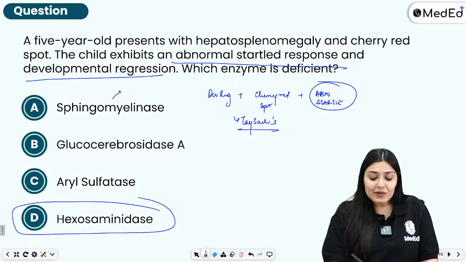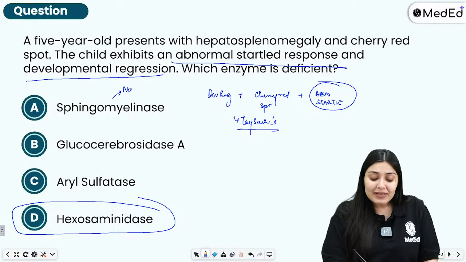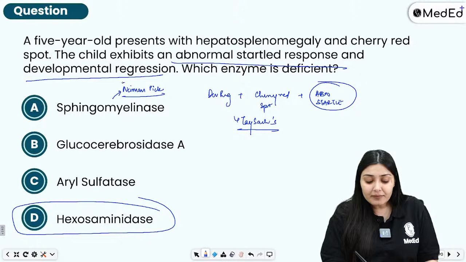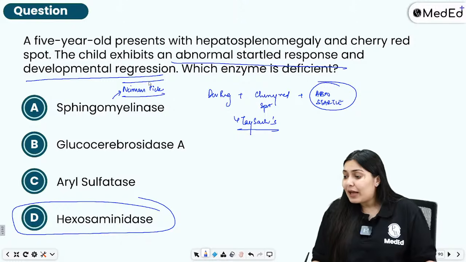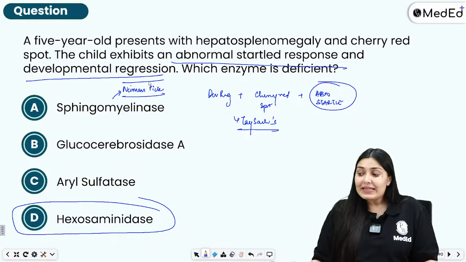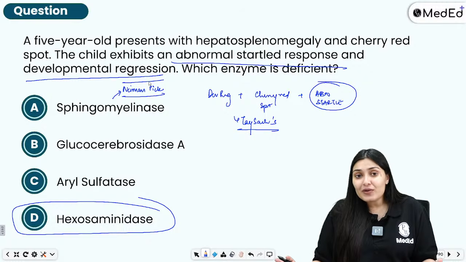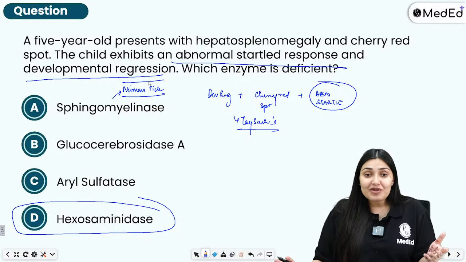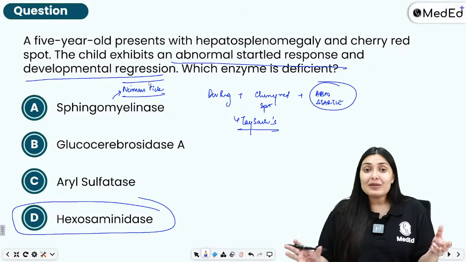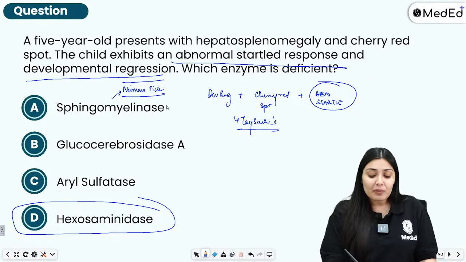Sphingomyelinase. Sphingomyelinase deficiency, where do you see this? We see it in Niemann-Pick disease. So what is going against Niemann-Pick? In Niemann-Pick, we see hepatosplenomegaly, we see cherry red spot also sometimes, but the startle response and developmental regression are not commonly seen. We see more of the systemic features rather than neurological features. So this is omitted.